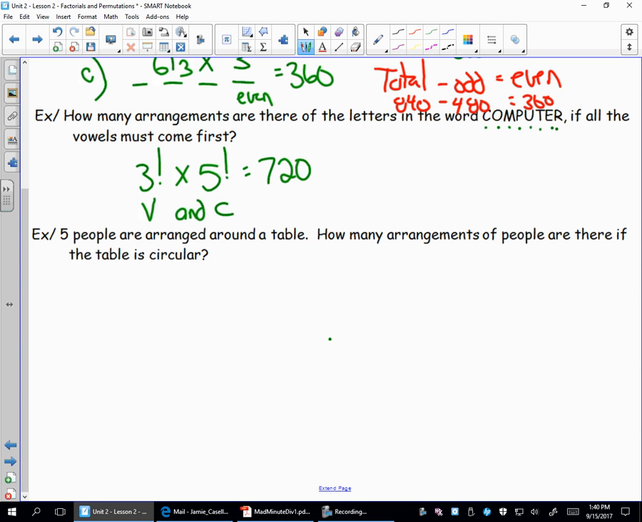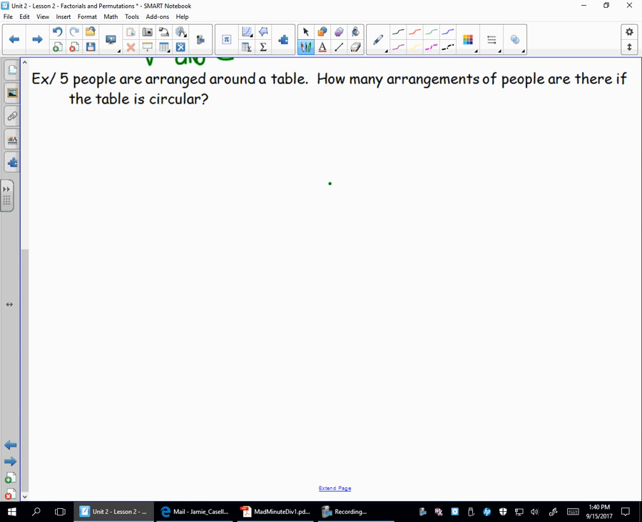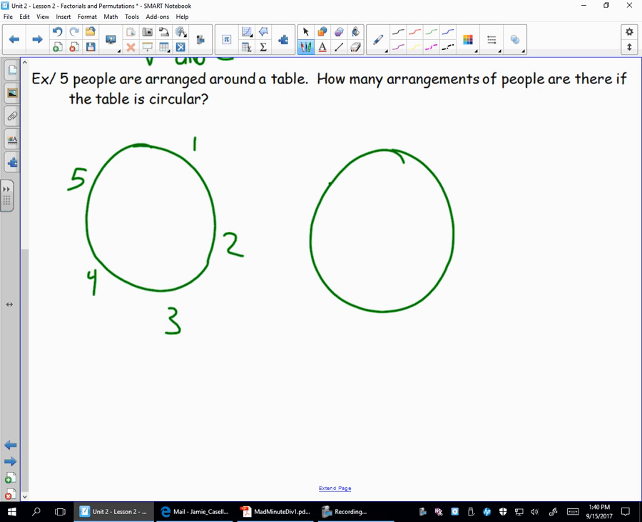How many arrangements of people are there if the table is circular? This one's a little tricky because it's a circle. Here's the problem with a circle. I'm going to rearrange my people around this table. 1, 2, 3, 4, 5, and they're going to move them all. You ready? They're all moved around, right? They're all in different chairs. But what you might notice is they're still in the same order. Just changing chair doesn't mean you're changing order.